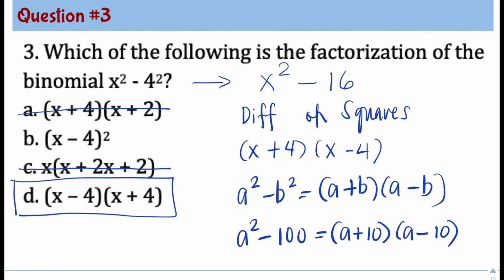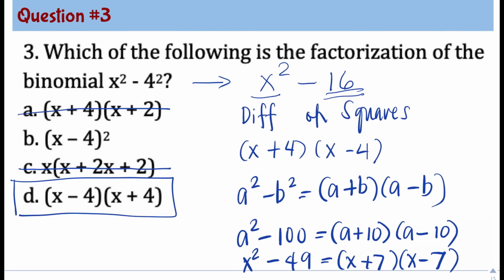Last example. If I give you x squared minus 49, what will be your complete factors? Yeah, it's x plus 7 and x minus 7. That is only applicable if that is a perfect square minus a perfect square. So for number 3, the answer is letter D, x minus 4 times x plus 4.